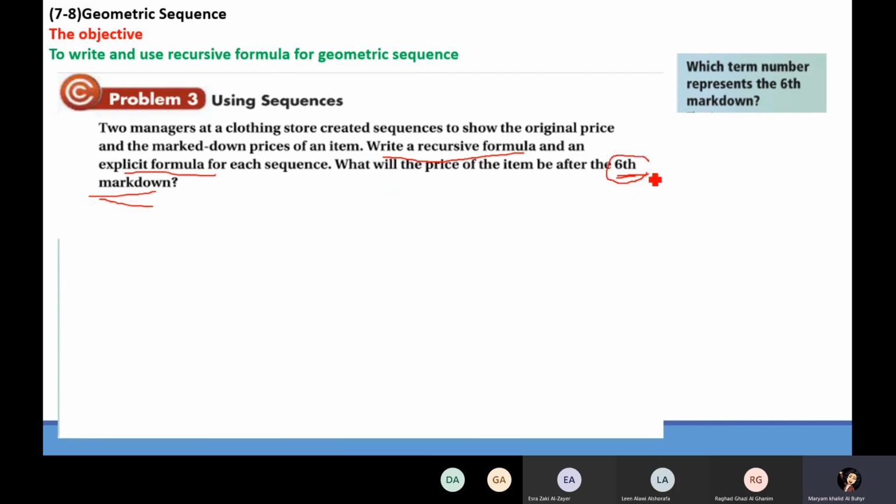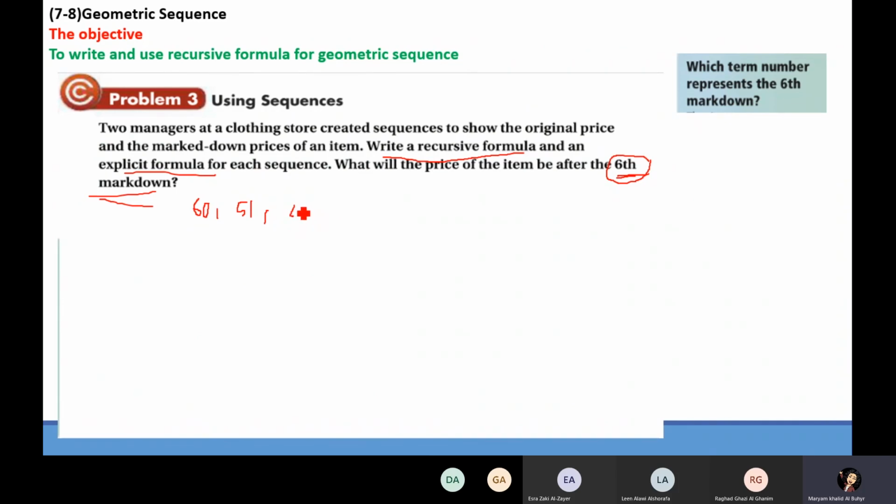Let's write first. I forgot, I think I covered the sequence itself. So I'm going to write for you the sequence from the book that I have. It is the first sequence. I will do it for you because I covered it by mistake. So it was 60, then $51.